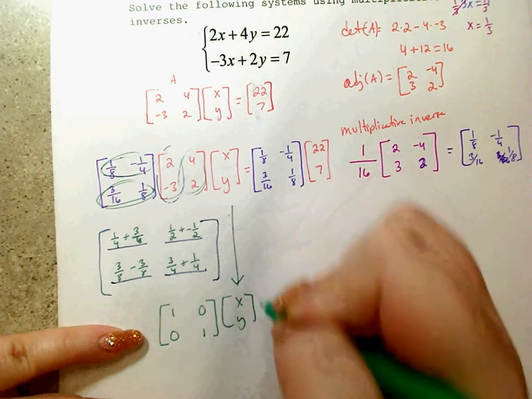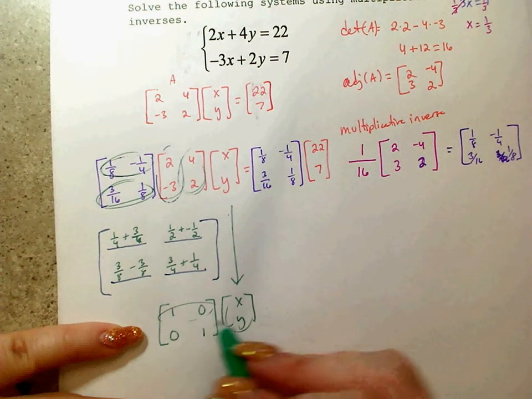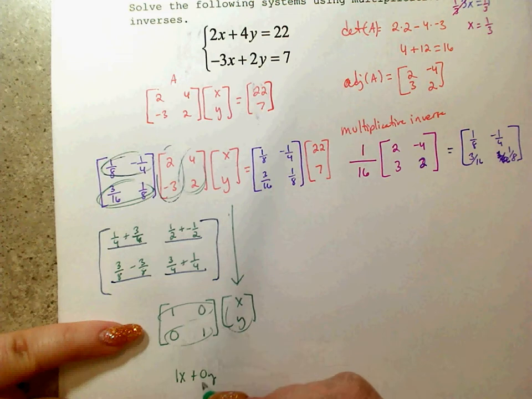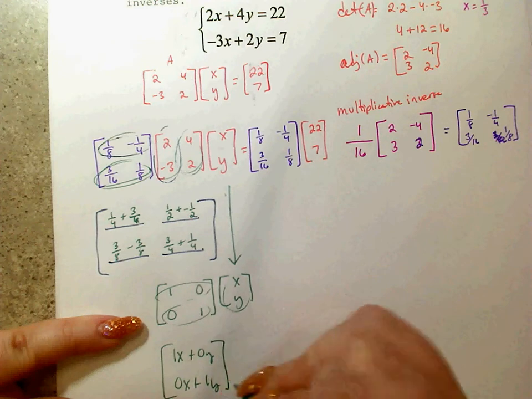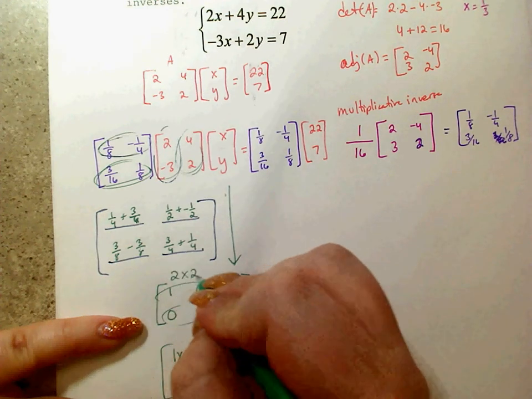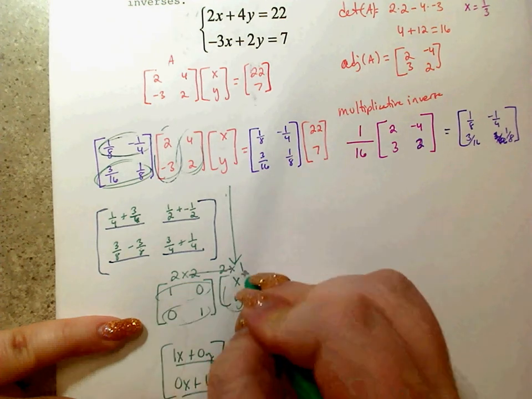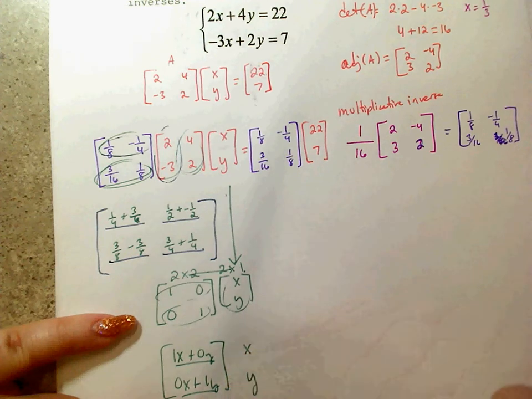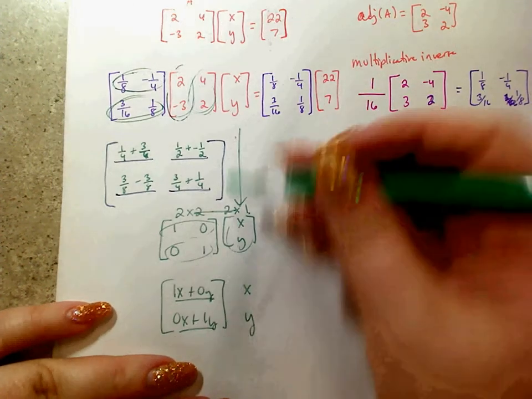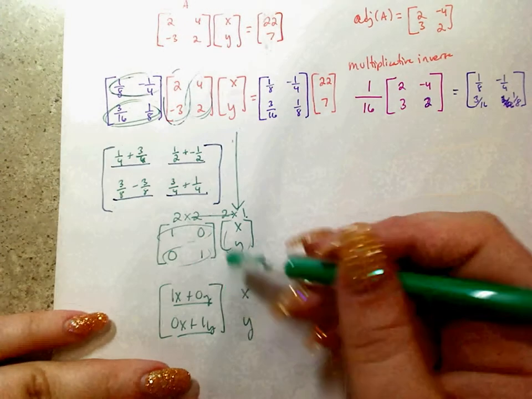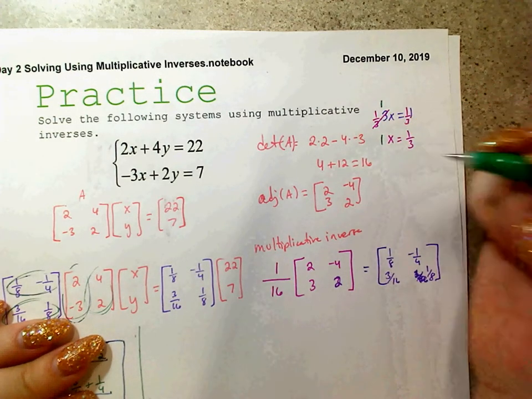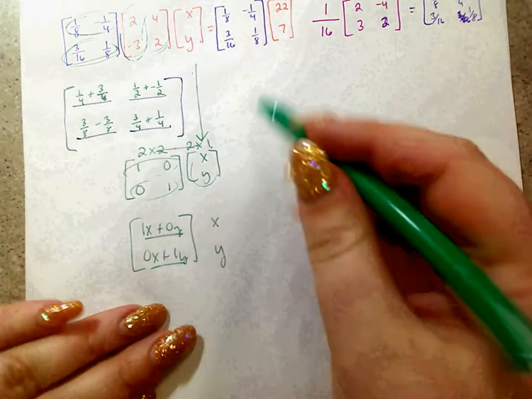So that is, if I were to multiply row by column, I would end up with 1x plus 0y, and then I would end up with 0x plus 1y. This is a 2 by 2 times a 2 by 1, so my answer is a 2 by 1: 2 rows, 1 column. This is an x and a y. So it simplifies down to just x y, which is why this can just go away. Similarly, this 1 can go away because you don't need it. So the real answer is over here, multiplying these two out.